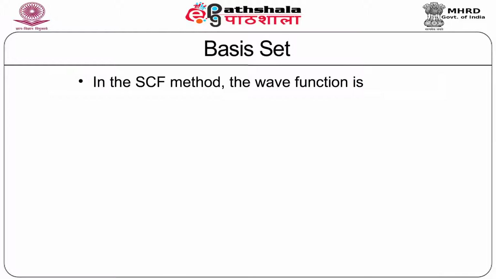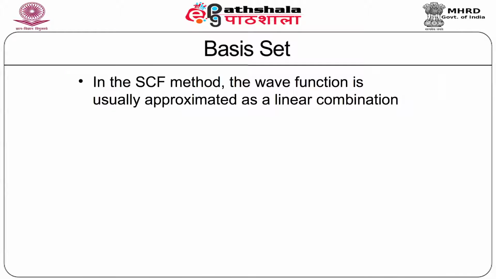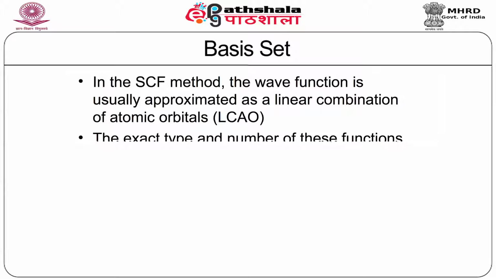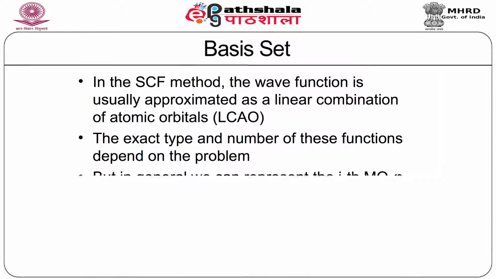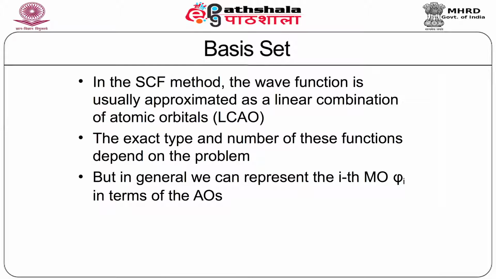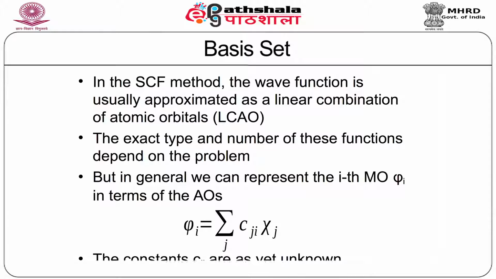In the SCF method, the wave function is usually approximated as a linear combination of atomic orbitals, or the LCAO approximation. The exact type and number of these functions depend on the problem. But in general, we can represent the ith molecular orbital phi_i in terms of the atomic orbitals chi_j: phi_i equals sum over j C_ji chi_j. The constants C_ji are as yet unknown.